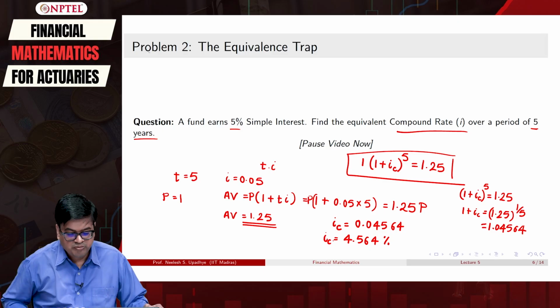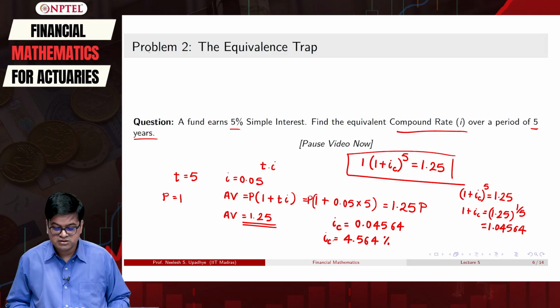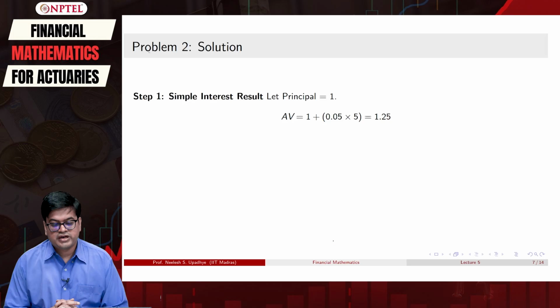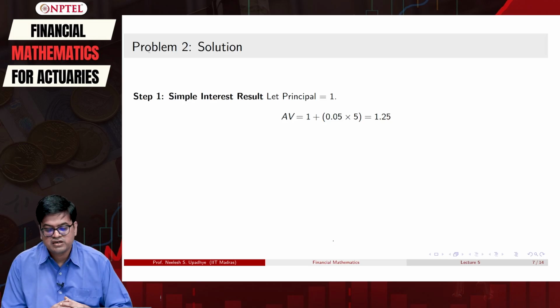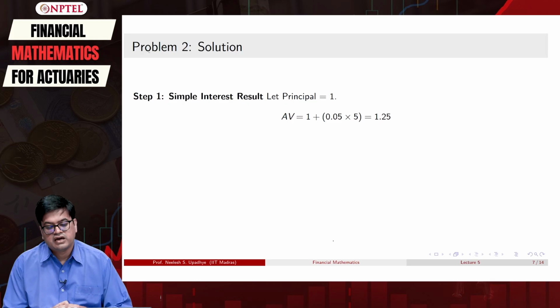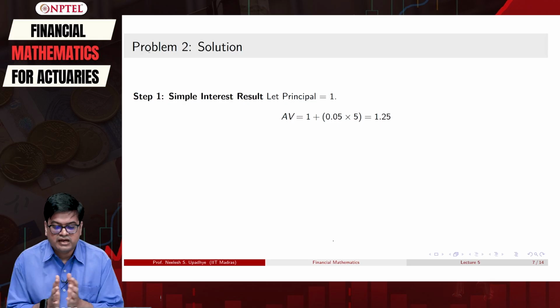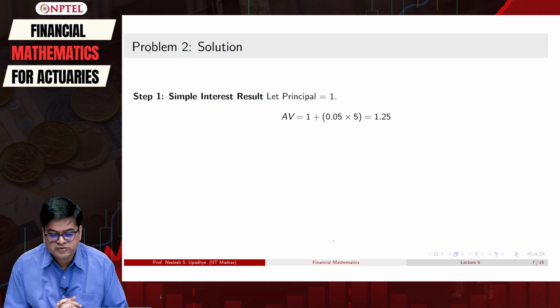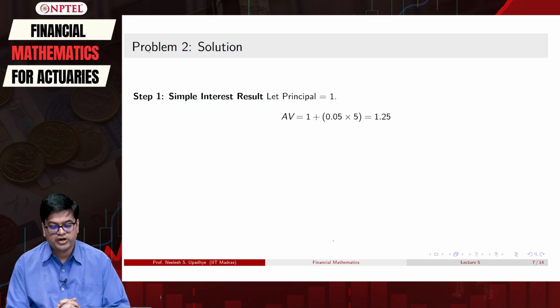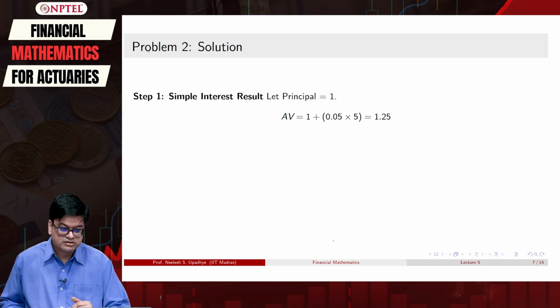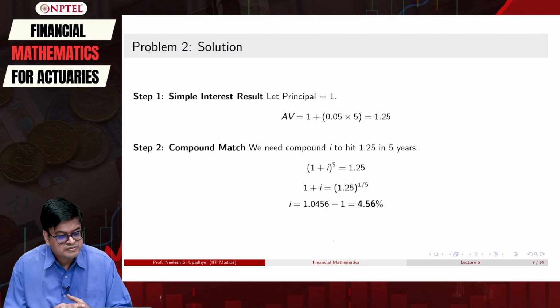Let us see a printed solution of this. Your first accumulated value, not the amount function, it's the accumulated value. We will start with 1 unit, and your accumulated value will be 1 plus T i. So that's 0.05 into 5, which will give me 1.25. So step 1 is very clear.